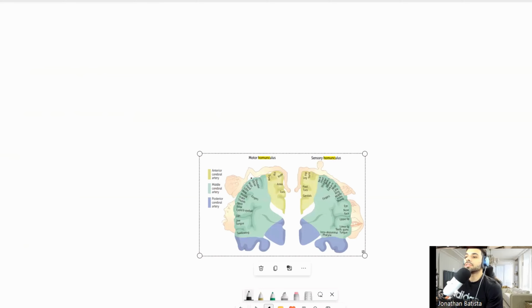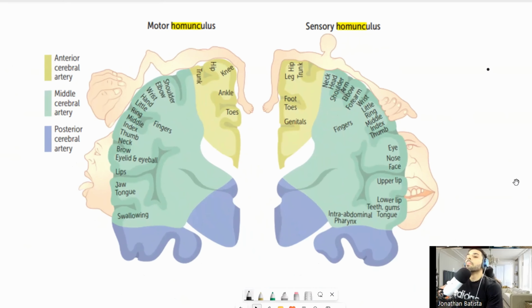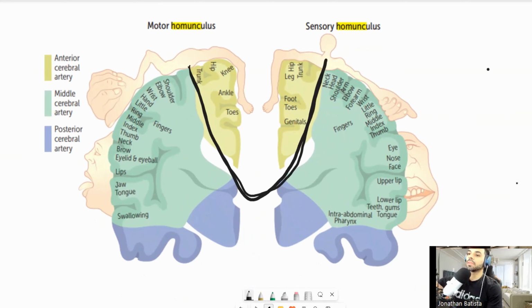Let's simplify this and understand it. Looking at this, the motor homunculus and sensory homunculus really are not too different. We don't have to be surgical with this. We're not going to do brain surgery. We're just trying to understand the basics of neurology. So what I do is this. I split this up. This right here looks like an upside down A. This here is going to be the pelvis and below.